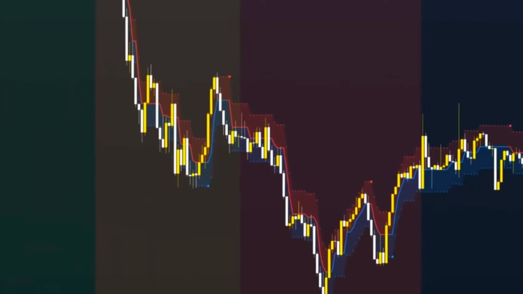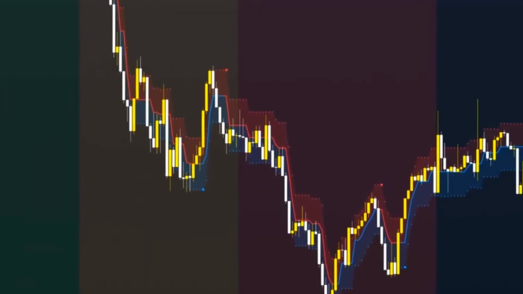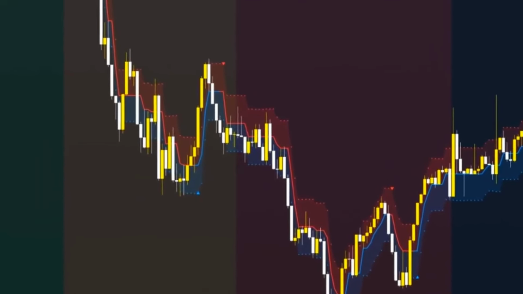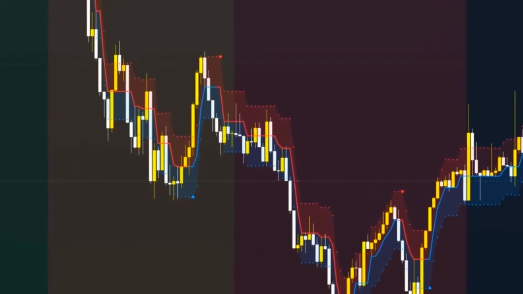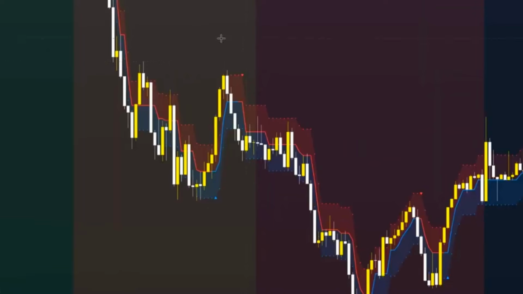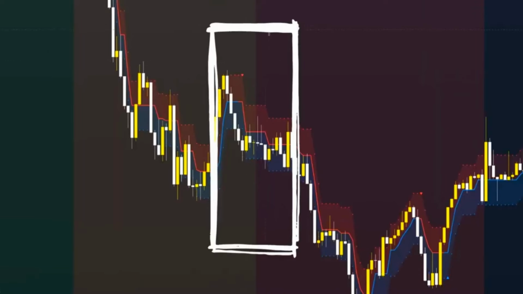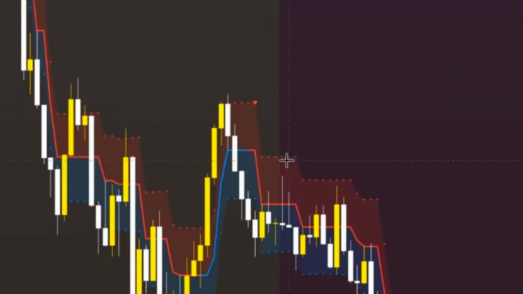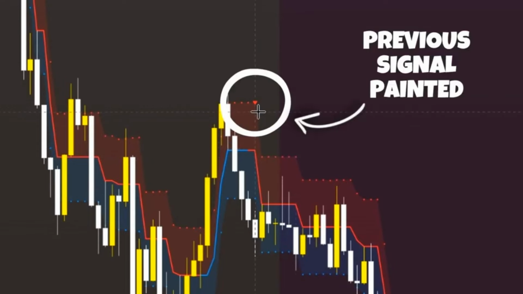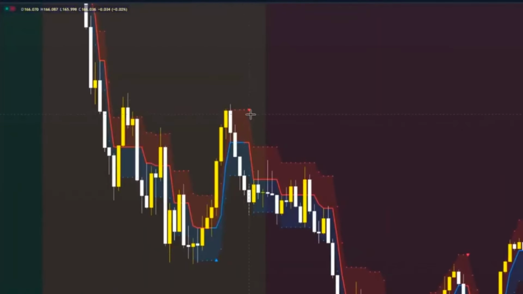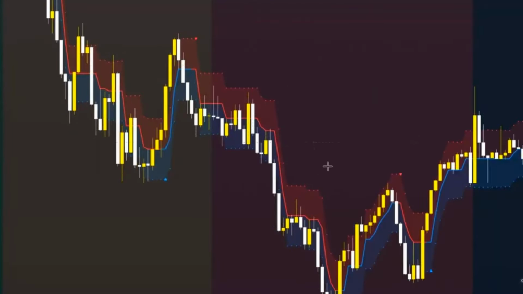The indicator consists of a moving average line that changes colour based on trend direction and a series of dots for potential entry and exit points. So this is exactly how we will be entering our trades. From the crossing of the mixed session into the New York session, we're going to be looking to the left to see the previous signal that was painted. This triangle right here indicates that price wants to move down, and you can see that it did.